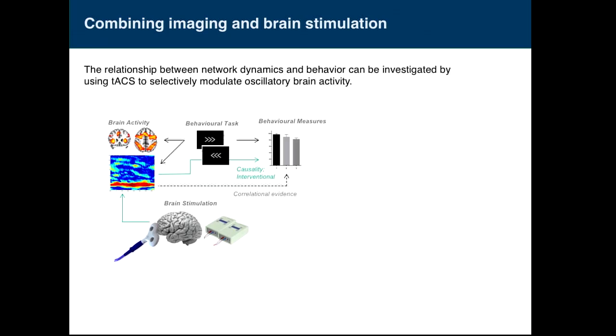So I've been listening today, both from Teal and from Caroline, that you can use brain stimulation methods to look at this network dynamics, and you could use methods like transcranial alternating current stimulation to investigate, if you selectively modulate a particular oscillation, what is the impact on behavior.